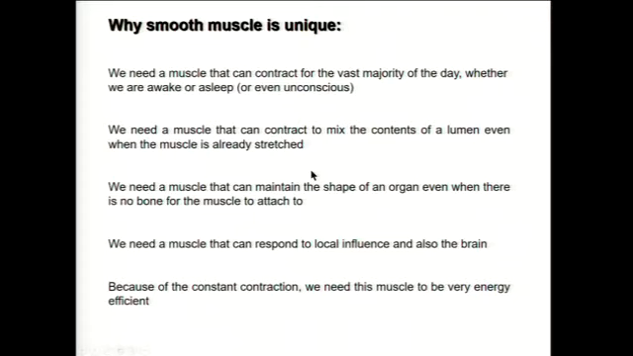You need a muscle that can mix the contents of a lumen even when the muscle is already stretched out. You need a muscle that can maintain the shape of an organ even when there's no bone for that muscle to attach to. Think of your bladder. We need a muscle that can respond to a local influence as well as neurohormonal influence, as well as the brain. Because of the constant contraction, this muscle has to be very energy efficient. So smooth muscle is really unique.